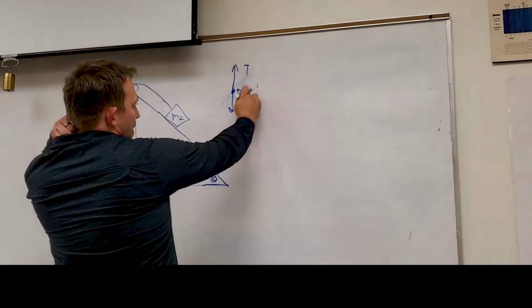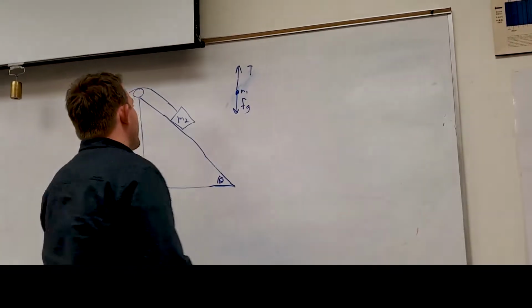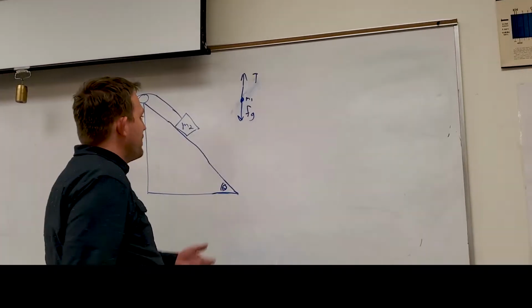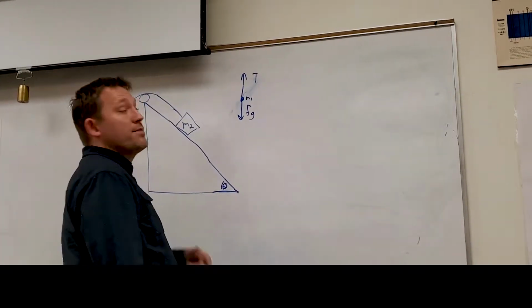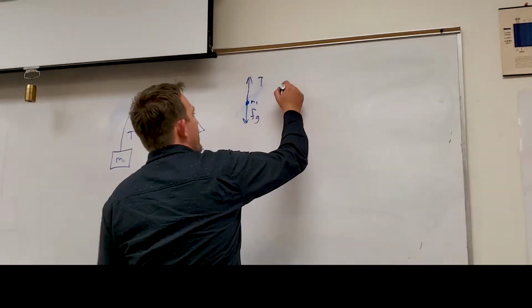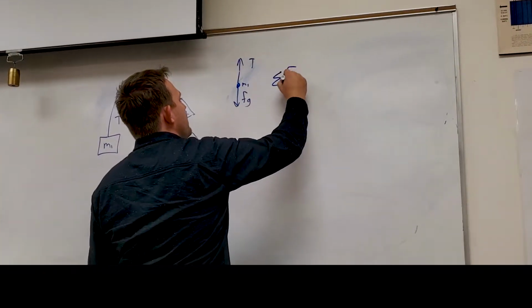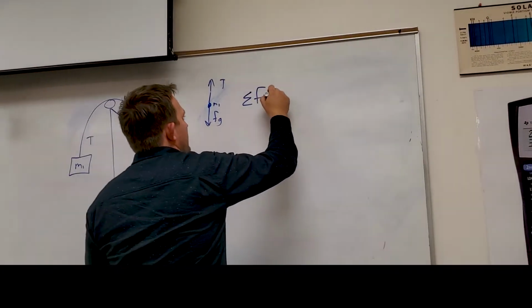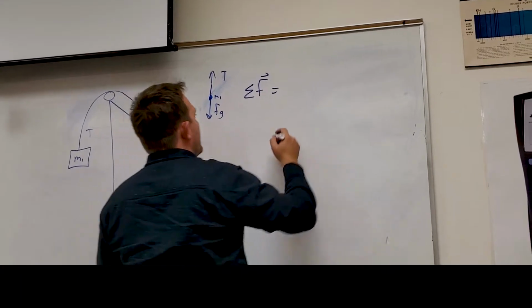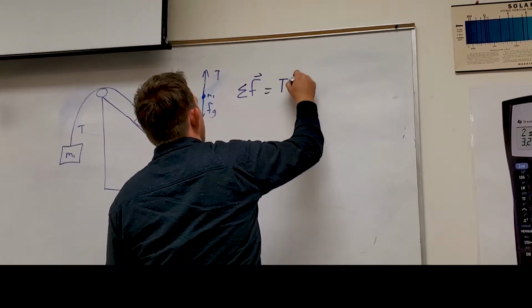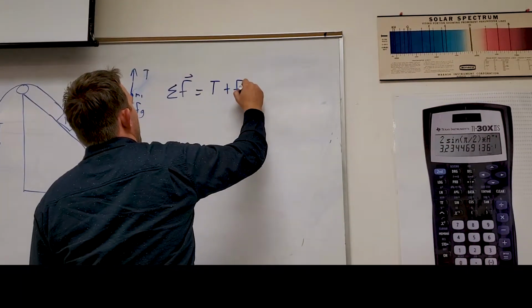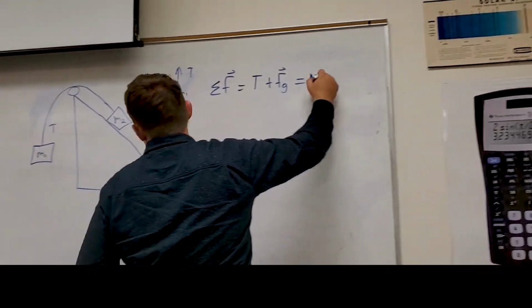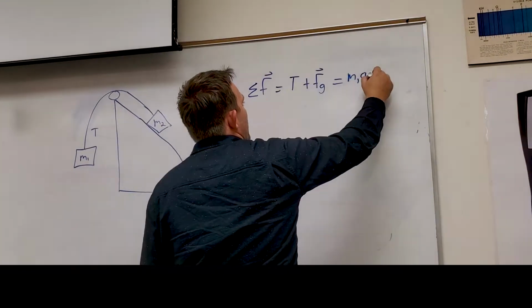Once again, I write out the forces for the free body diagram before I ever think about breaking them down into their components. I know it seems a little tedious, but that's what they look for on the AP exam, so that's what we're going to do. All right, let's write it out. Sum of the forces for mass 1 is equal to tension plus the force of gravity. And we know that's going to be equal to the mass 1 times some acceleration.